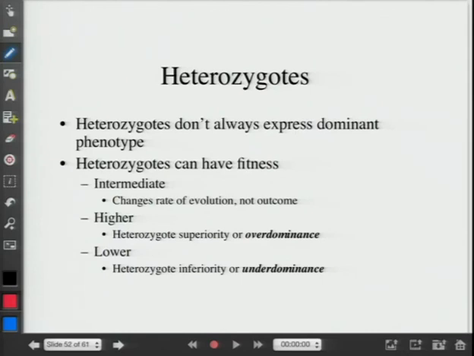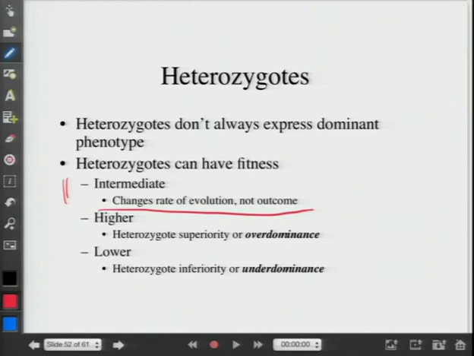All right. Next kind of topic is heterozygotes having intermediate fitnesses. So dominant and recessive means that heterozygotes are the same as the dominant phenotype. That's typically not the case, despite what you learned in intro bio or whatever. Heterozygotes can have fitness that is intermediate between the 2 classes of homozygotes, in which case that changes the rate of evolution, not the outcome.